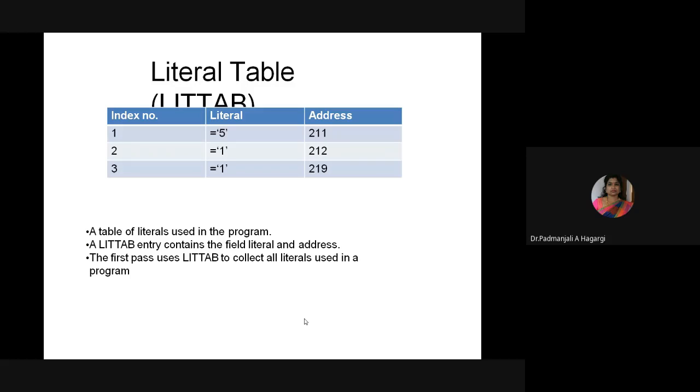And the next is the literal table. The literal table, as I said, is used when we cannot directly add some value to the register. So at that time the literals are used. Literals are nothing but values, and these values cannot be taken directly in the assembler.